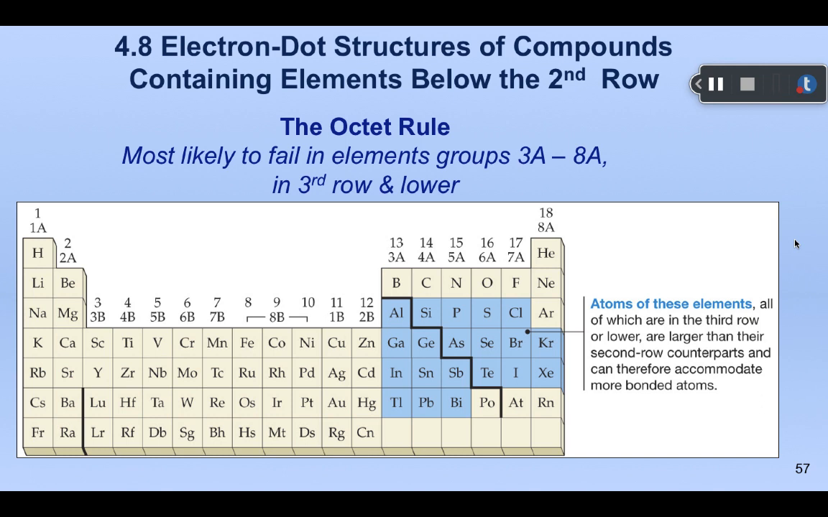Boron was one example, but other elements that do not adhere to the octet rule are going to be those from groups 3A through 8A, in other words, nonmetals that are in the third row and lower. And why is that? Well, it boils down to the fact that third period elements and below have d subshell electrons available. They are able to accommodate more atoms in their structures than just an octet sometimes.